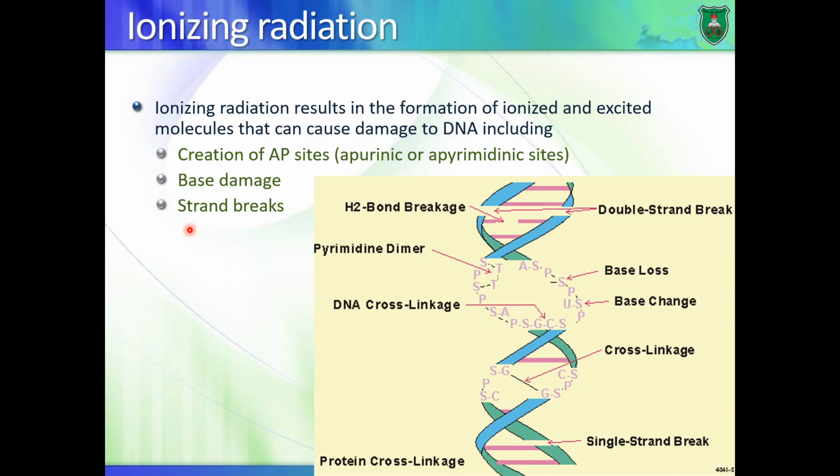Something else that can happen as a result of ionizing radiation is you can have strand breaks. So the phosphodiester bonds between bases can be broken, okay? And this is really major, and it has to be repaired. You can have single strand breaks, or you can have double strand breaks. So you can have the whole DNA broken at the phosphodiester bonds between nucleotides. So there are different types of damage that can take place as a result of ionizing radiation.